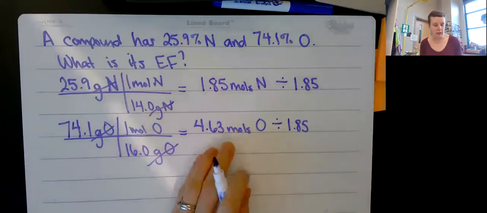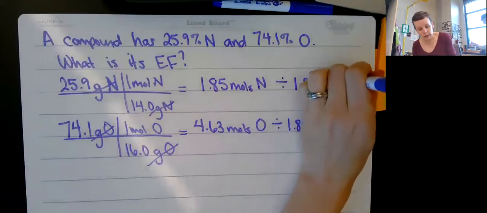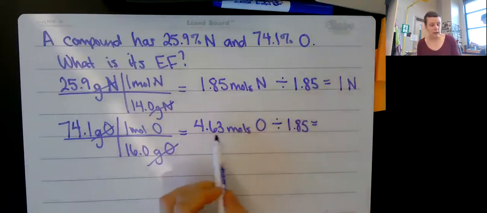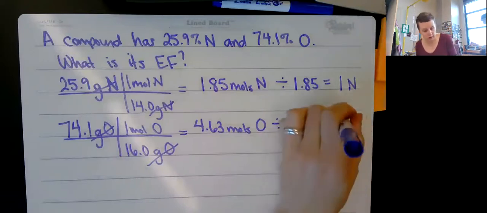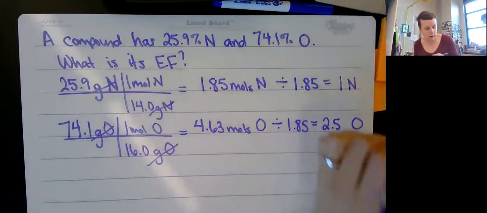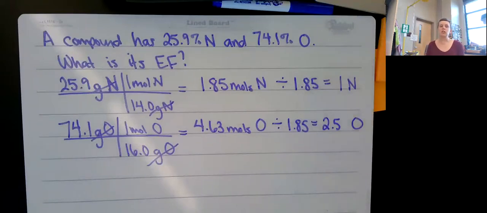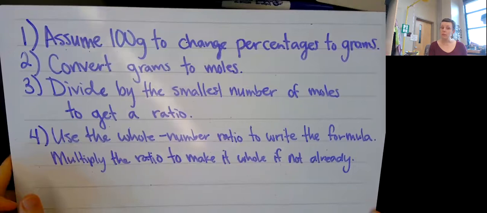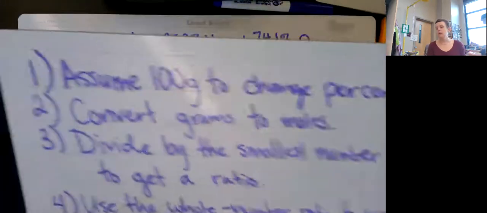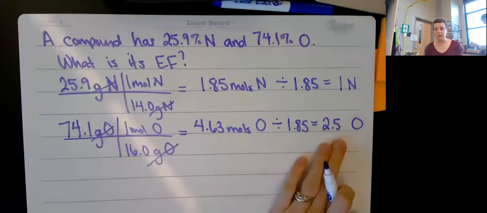Instead of having decimals like this, I'm gonna end up with one nitrogen. And when I do this division, it should come out to a nice fraction or a whole number. And this one, it comes out to 2.5. Okay, so I have one nitrogen for every 2.5 oxygens. All right, step four says use the whole number ratio to write the formula, or multiply the ratio to make it whole if it isn't already a whole number ratio, okay? Well, this isn't a whole number ratio. A half is as far away from a whole number as you can get, okay?